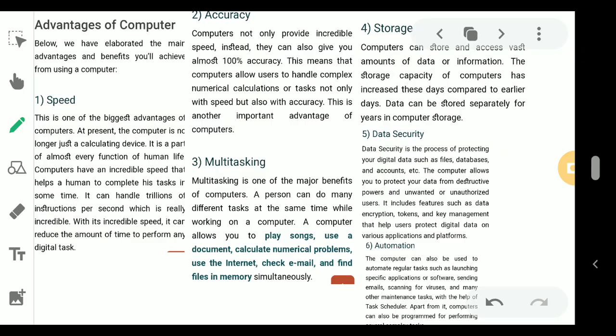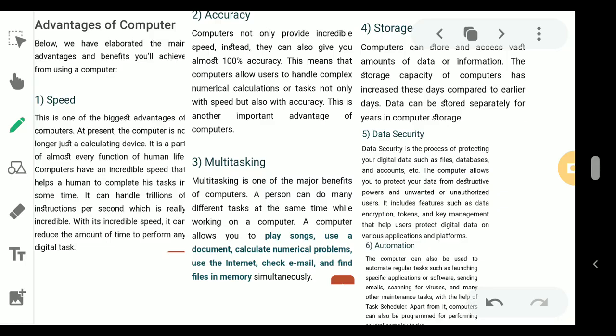Okay, another one is storage. A computer can store and access a vast amount of data or information. The storage capacity of computers has increased these days compared to earlier. So data can be stored for years in the computer. Whenever we require it, after 10, 100, or 1000 years, if you require some data that is stored in the computer, you can retrieve it and use it.